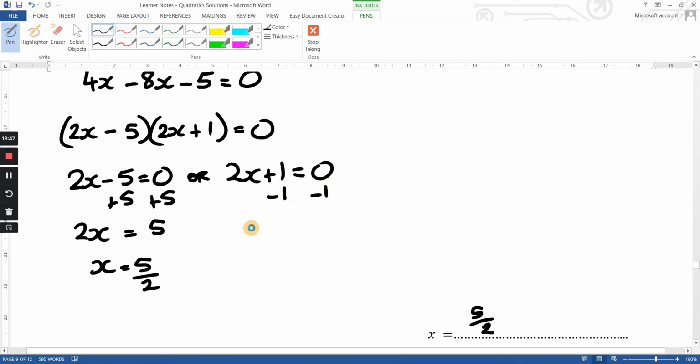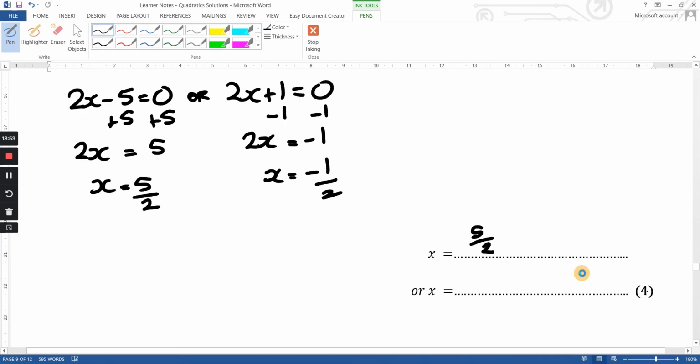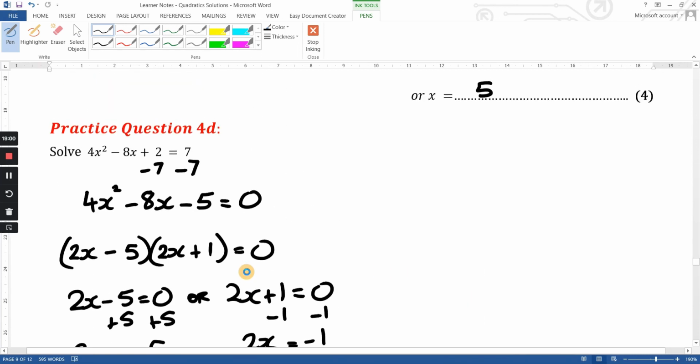And for this one, it's minus a half. Yep, just leave them as fractions. Absolutely fine. 4 marks for that.